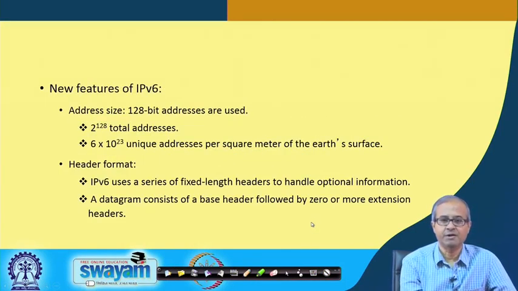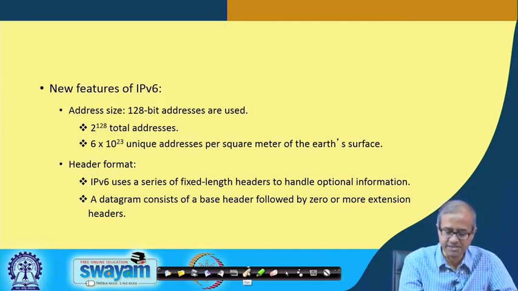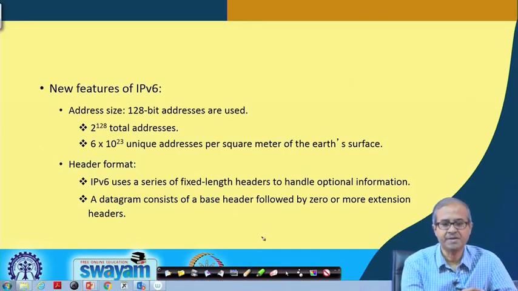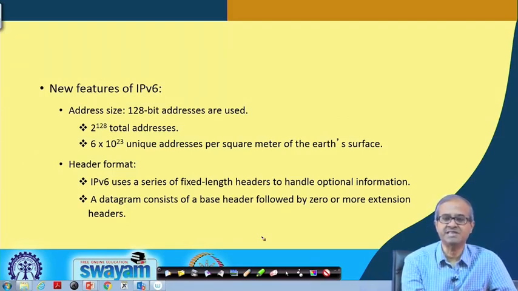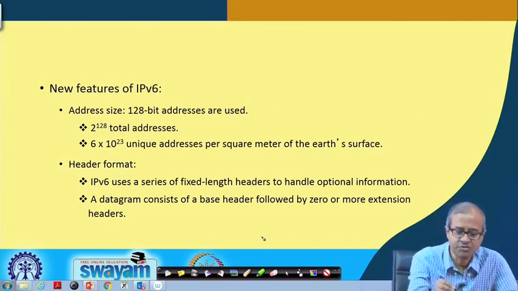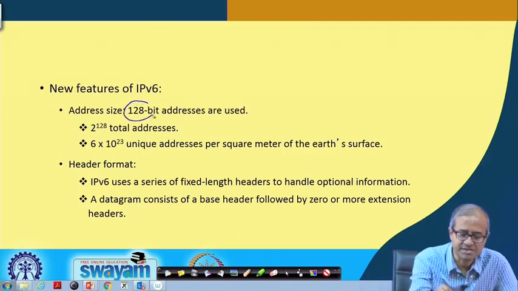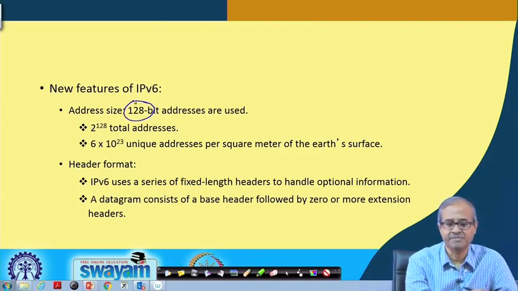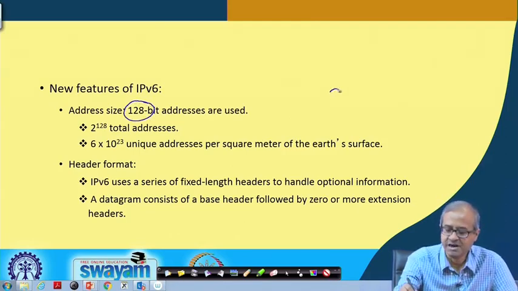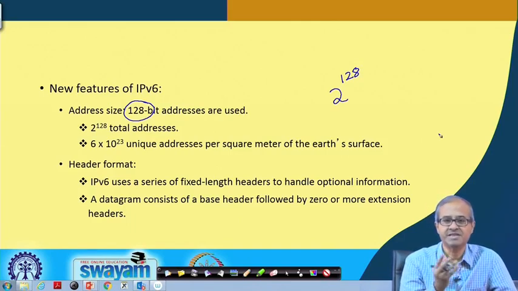Fine. Now, let us talk about the new features which are interesting. The most important feature is that the number of bits in the source and destination IP address is increased. Earlier it was 32, now it is 128, which means I can use up to 2 to the power 128 that many unique addresses.